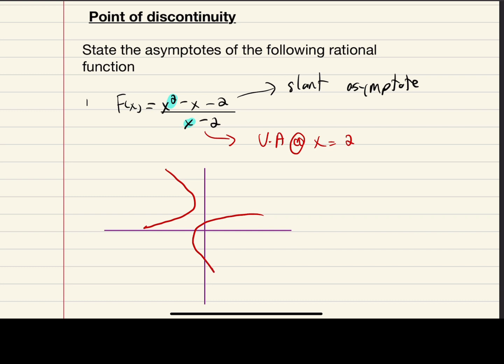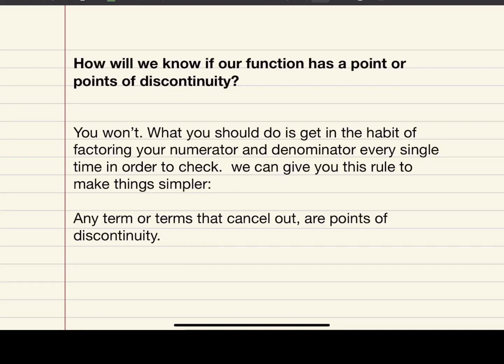Okay, and then a slant asymptote combined with a vertical asymptote, something like this. Now, the problem is, when you go to the actual graph, the main question is then, how will we know if our function has a point of discontinuity or points? And simply put, you won't at first glance.